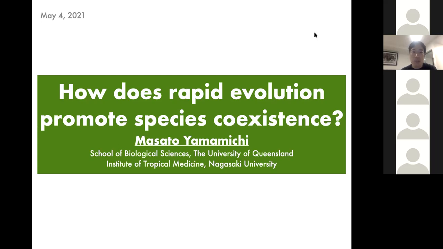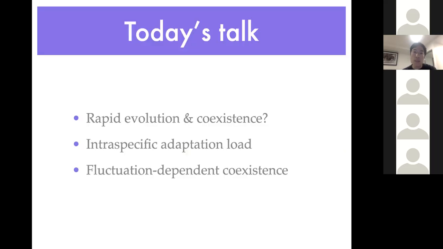So today I will talk about the effects of rapid evolution on species coexistence, and two studies on this topic. I will start with a short background on the relationship between rapid evolution and species coexistence. Then I will talk about how intraspecific adaptation load can promote coexistence. And then I will show you how rapid evolution can promote fluctuation-dependent coexistence. Finally, I will shortly discuss the potential synthesis of eco-evolutionary dynamics and species coexistence theory.